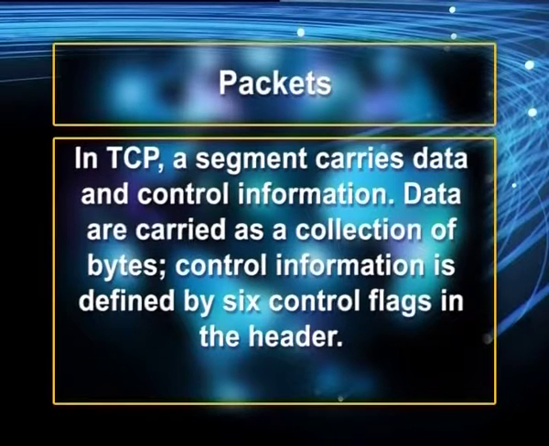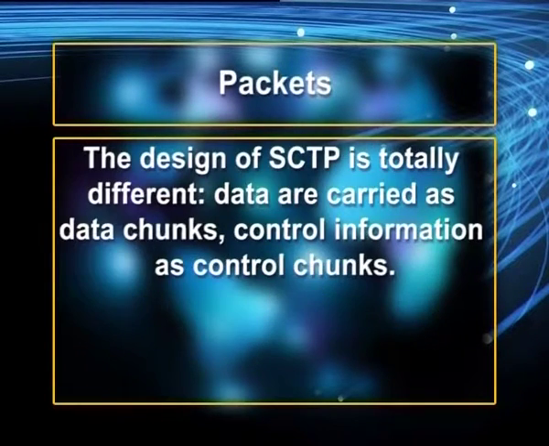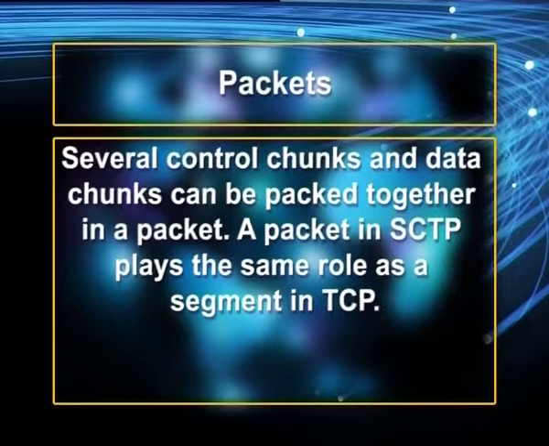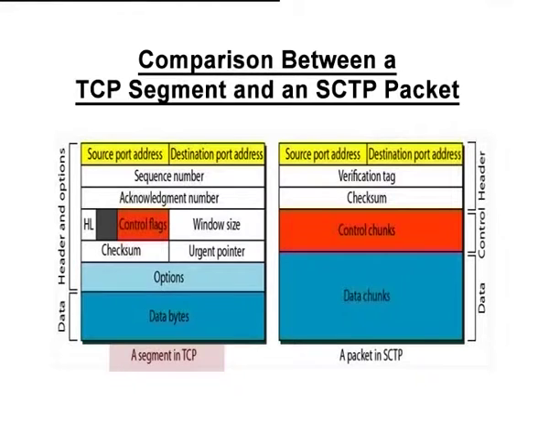Packets. In TCP, a segment carries data and control information. Data are carried as a collection of bytes. Control information is defined by 6 control flags in the header. The design of SCTP is totally different. Data are carried as data chunks, control information as control chunks. Several control chunks and data chunks can be packed together in a packet. A packet in SCTP plays the same role as a segment in TCP. TCP has segments, SCTP has packets.